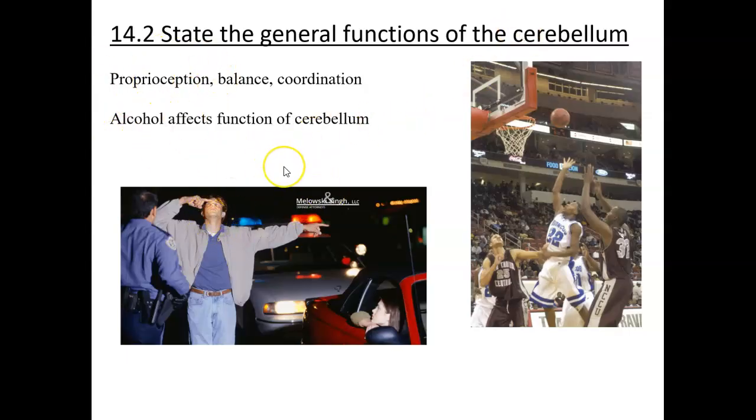So what is he doing here? When you do that field sobriety test, one of the things they ask you to do is close your eyes, put your hands out to your sides, and touch your nose. And that's proprioception. Where is your nose in space? They ask you to walk in a straight line, which is balance and coordination. So what this field sobriety test is doing is testing the function of your cerebellum.